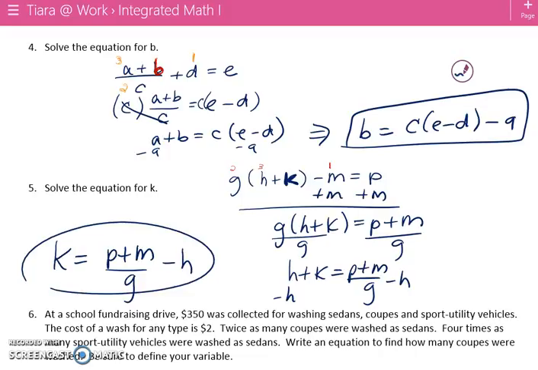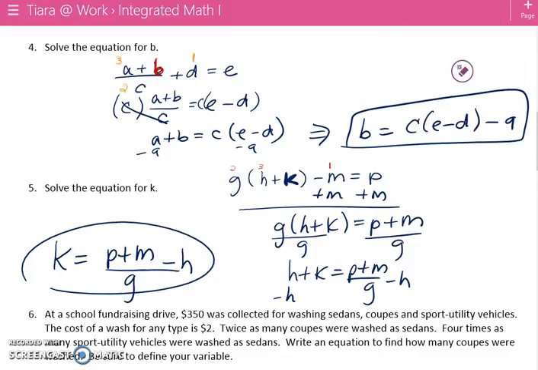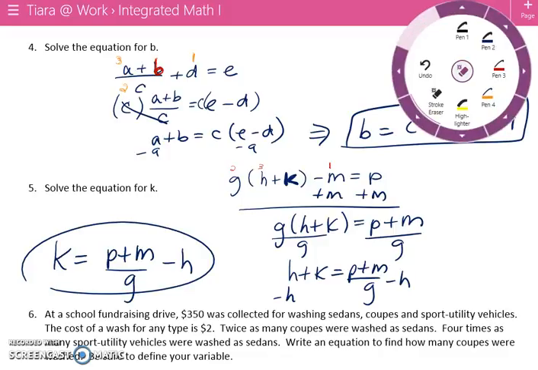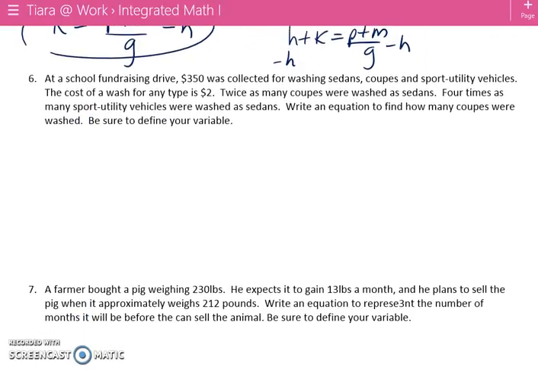Notice that minus h is tacked on at the end. If I didn't do this, it would be incorrect, because then you're telling me that you've divided the h by g, and that's not what we did. G only divided p and m. So you want to watch how you place your letters, because they tell the story.